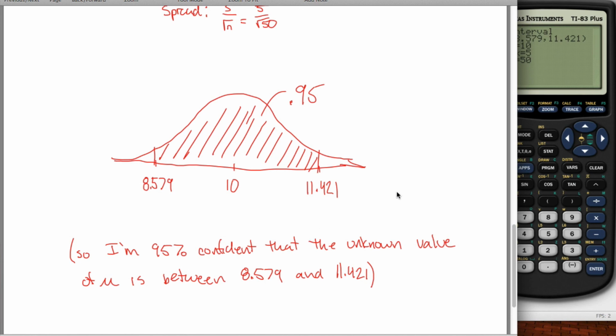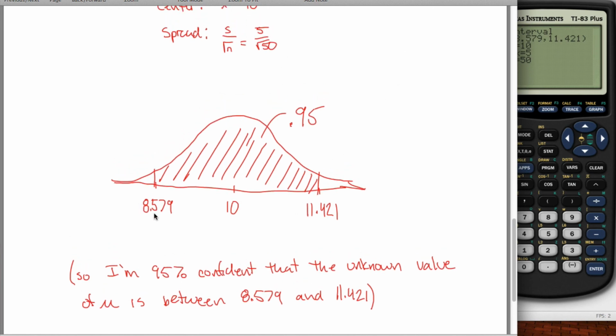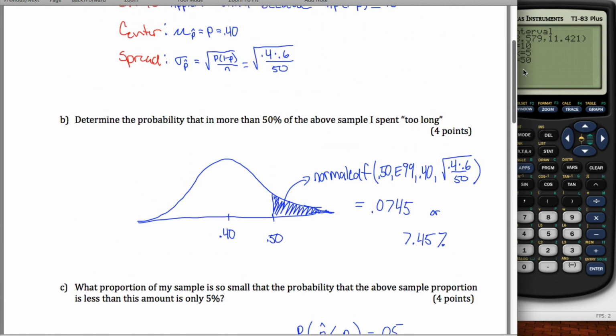The population average, I don't know. I'll never know, but I can estimate it just based on my sample. And just based on these 50 quizzes that I looked at, I'm 95% sure that the average for all quizzes would be somewhere between these two values. That's a confidence interval, and that's the end of this quiz.